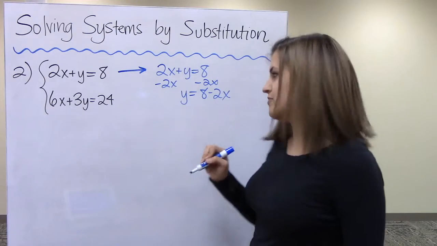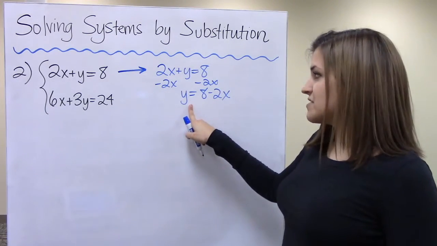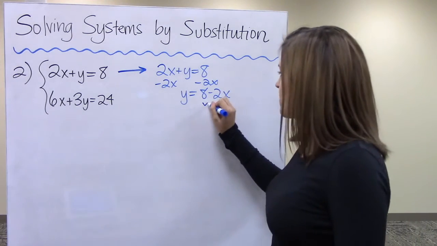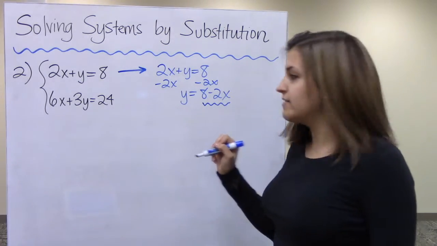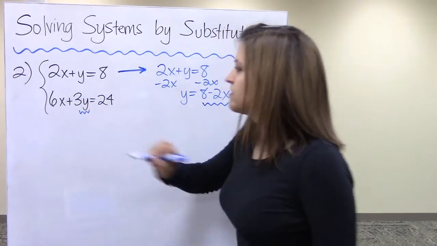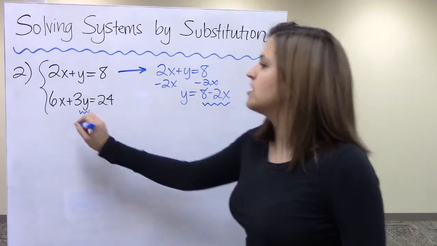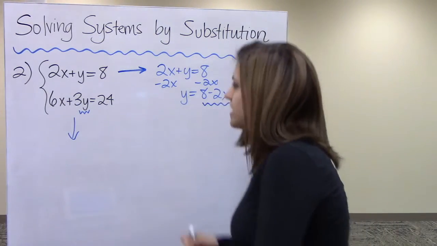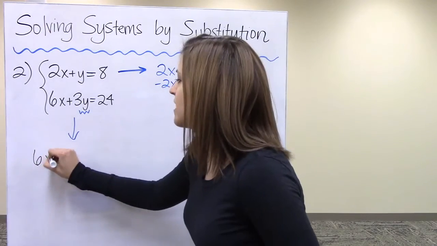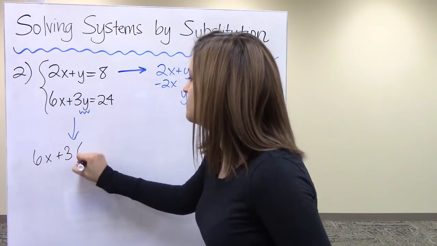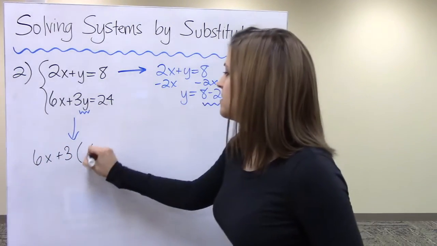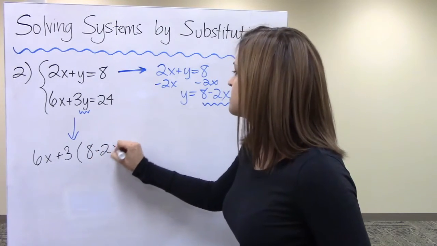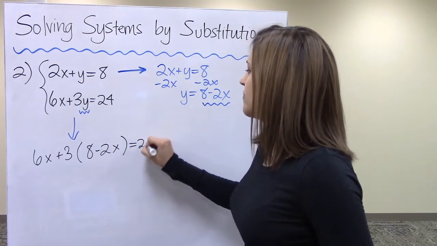Okay, now I can move on. So now I can take this y equals, so this part, and substitute it in for this y over here. So I'm going to take this equation, I'll move this down here, and plugging it in, I get 6x plus 3 times this y over here, 8 minus 2x, equals 24.